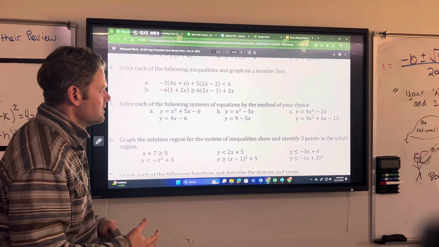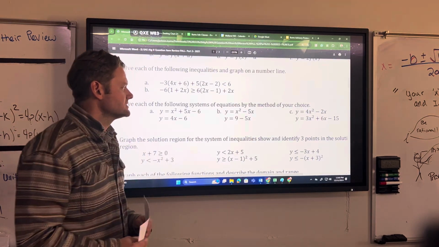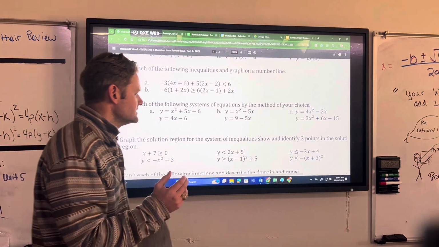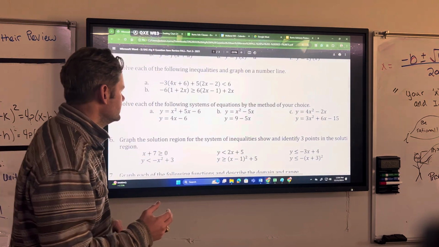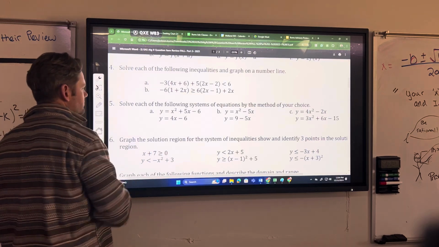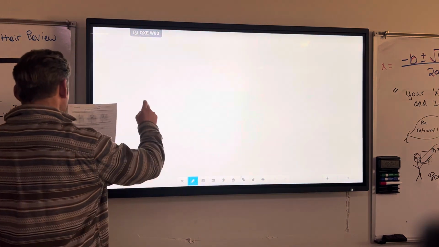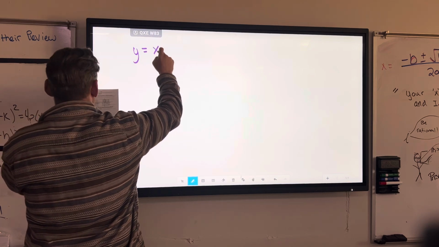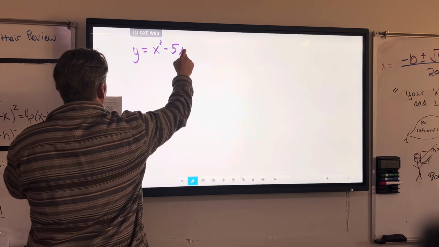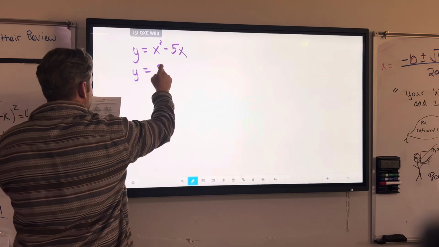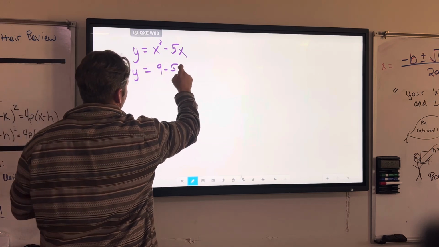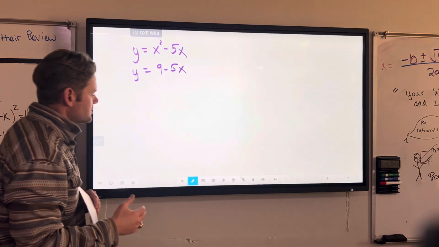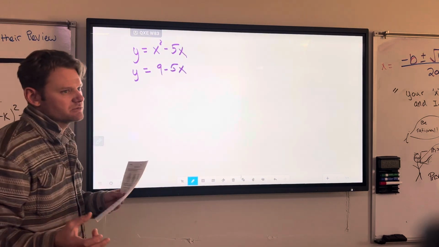I'm going to show you how to solve it by hand. I'll do this second one here, B, and see what we get and see if it matches what we get on Desmos. So, going to my whiteboard here, B, we have the equation y equals x squared minus 5x and y equals 9 minus 5x. So, if you remember how to solve these equations, we can use substitution.